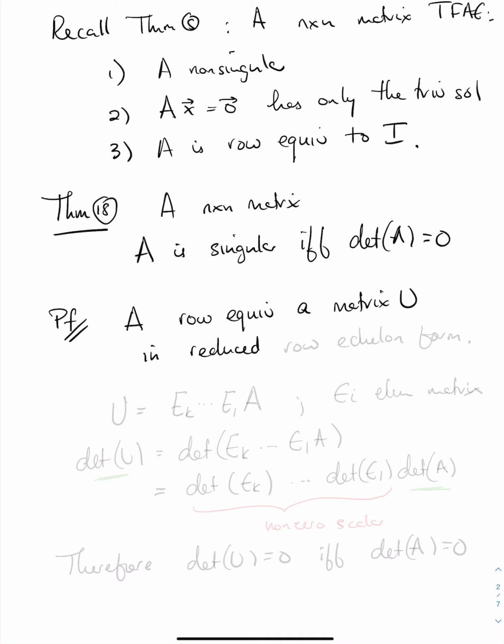Reduced row echelon form, since every matrix via elementary row operations can be reduced to such a matrix. Here's something that I want you to remember, that when we do our row operations to reduce our matrix to reduced row echelon form, each one of those elementary row operations can be represented by left multiplication by an elementary matrix. So U is going to be A after it's been multiplied by a bunch of elementary matrices.